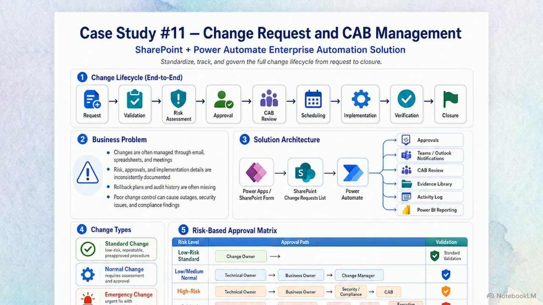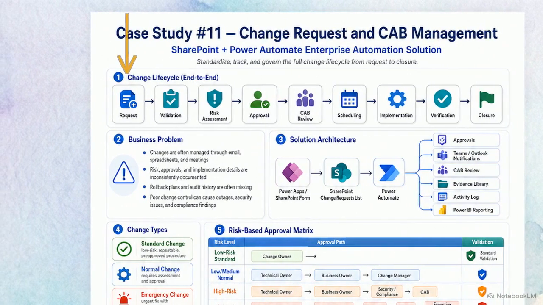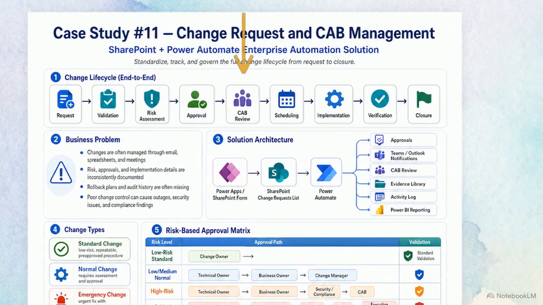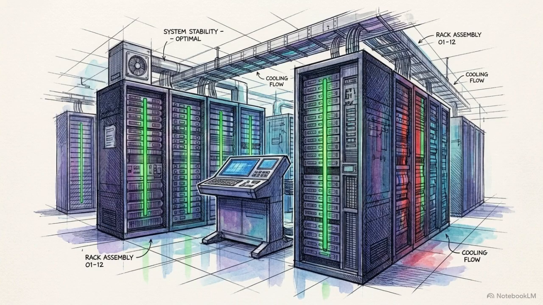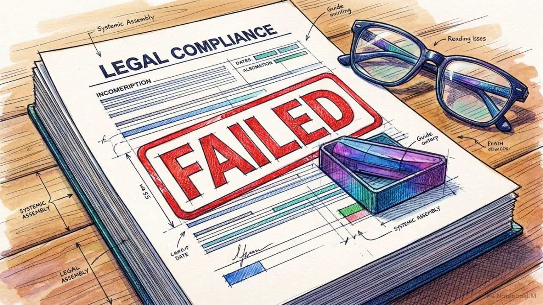Every technical change passes a strict sequence of checkpoints. A request goes through validation, risk assessment, and approval before CAB review. Then it is scheduled, implemented, verified, and closed. Enforcing this rigid sequence is the only way an enterprise can reliably prevent self-inflicted service outages and critical compliance violations. If you skip a step, you introduce risk.